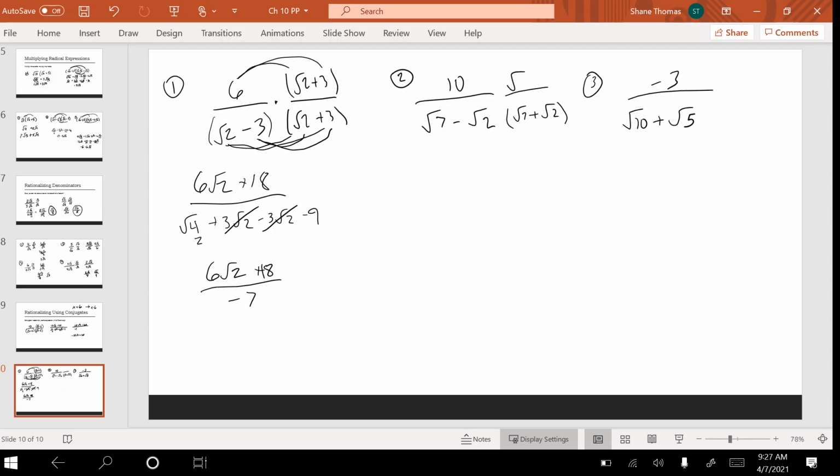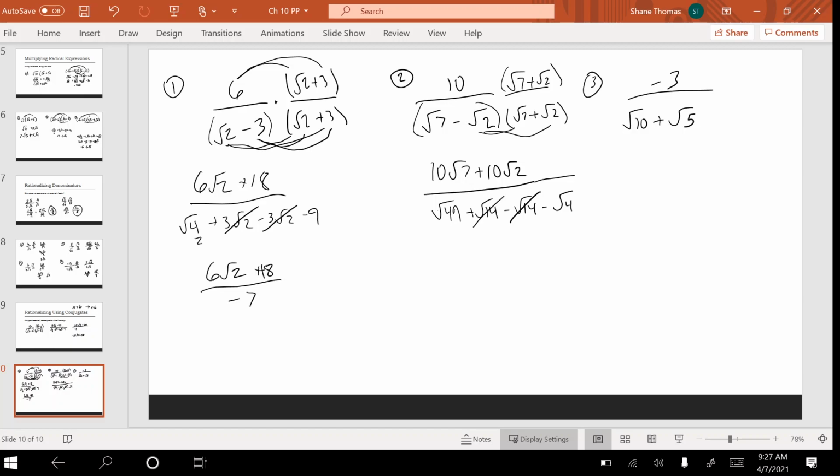Second one, what's the conjugate of root 7 minus root 2? Root 7 plus root 2. Do it to the top, do it to the bottom. On top, I have 10 root 7 plus 10 root 2. On the bottom, I have to FOIL. Root 7 times root 7 is root 49. Root 7 times root 2 is plus root 14. Then I have negative root 14, and negative root 4. All I did was FOIL. That's not the answer. This is gone.